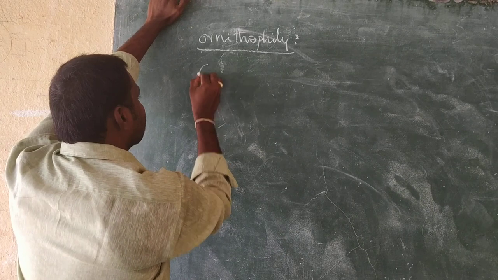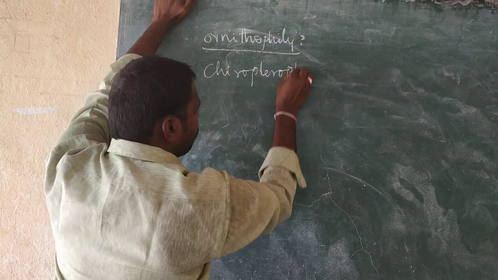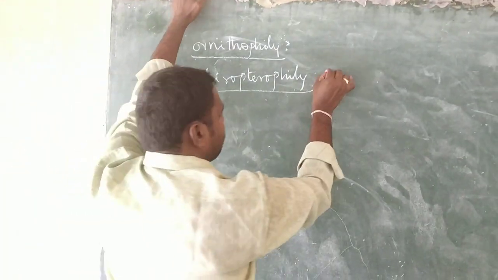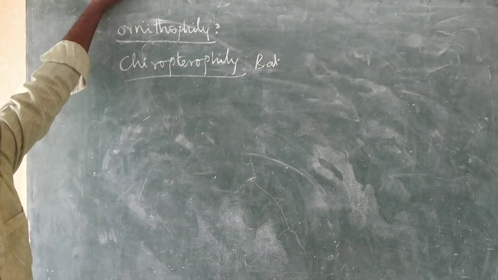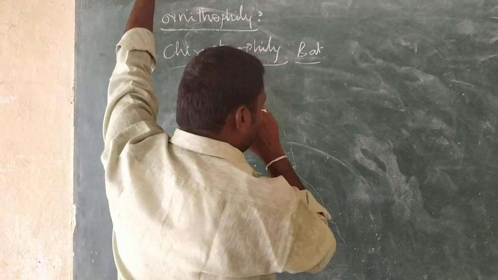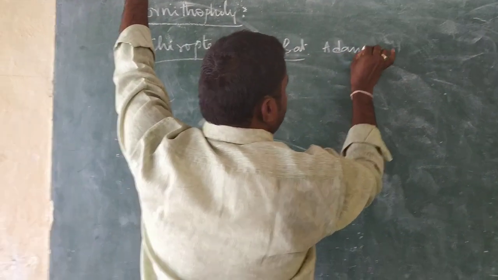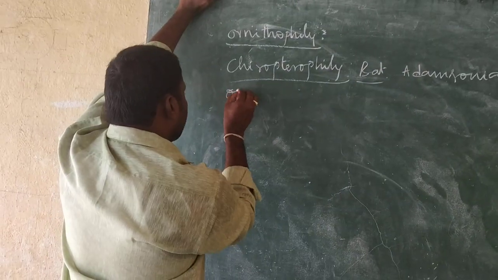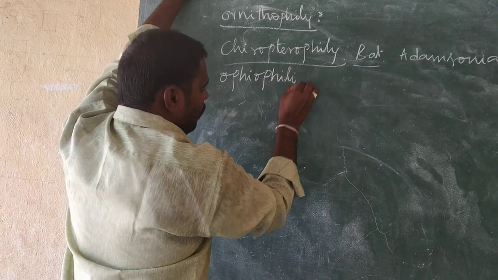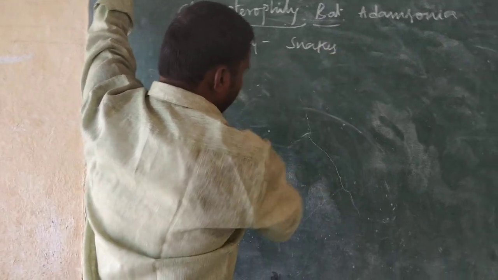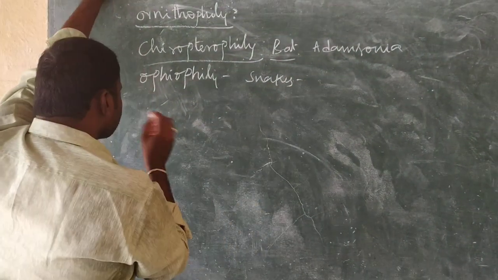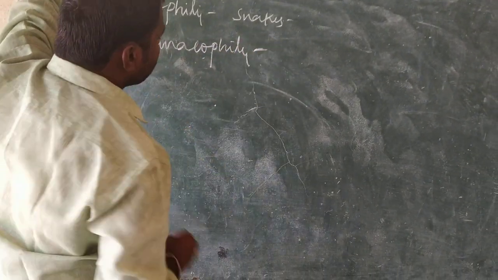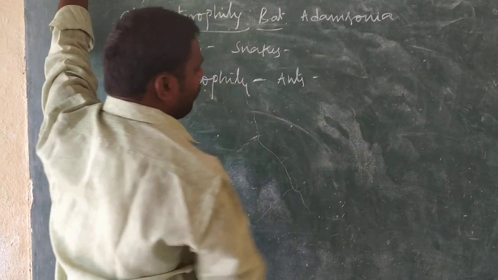After that, chiropterophily. What is chiropterophily? Pollination that takes place through bats is called chiropterophily. Examples of this are Adansonia and Caesalea. Then Ophiophily: pollination that takes place through snakes. Myrmecophily: pollination that takes place through ants.